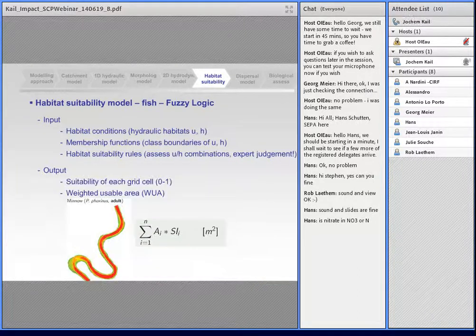So the output of these habitat suitability models are suitability values for each model grid cell. So you've got a computational grid which covers the whole study reach, and you get a value for all the grid cells. And then you can calculate an overall value for the whole study reach, which is called the weighted usable area, which is simply the sum of all values weighted by the area of the grid cells.